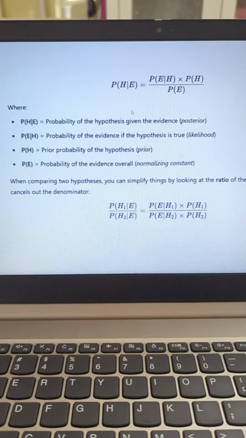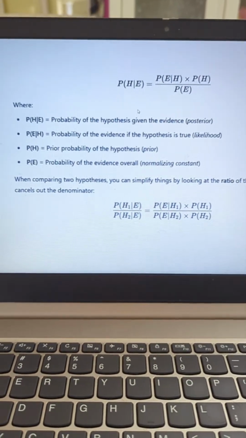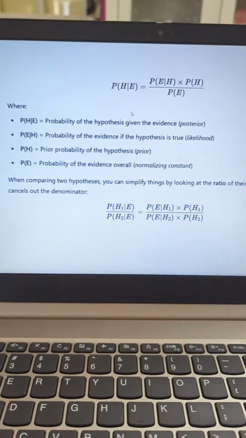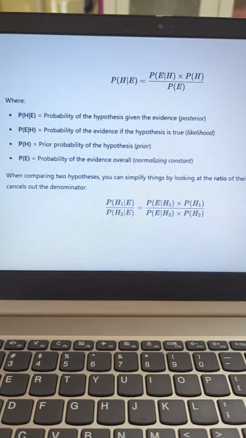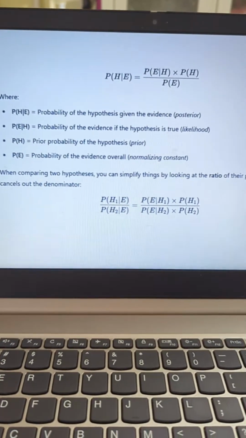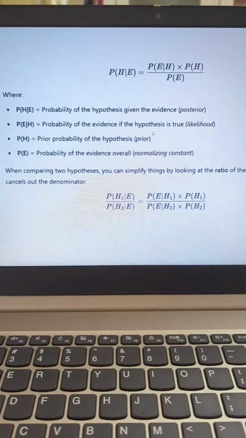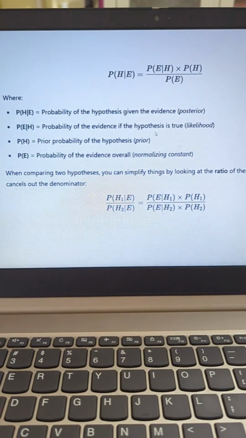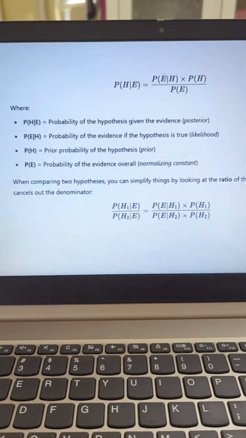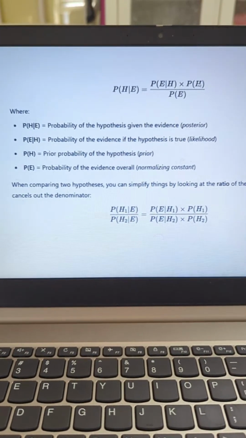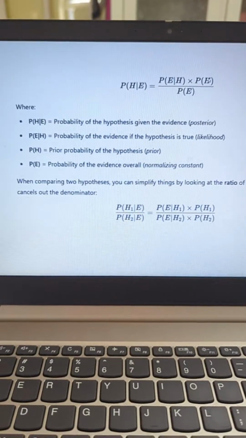I'm not going to spend a lot of time on this page, because there are lots of terms. I don't want you to focus so much on the terms. I want you to focus on how to actually use it. Here's the probability of the evidence if the hypothesis is true. This is called the likelihood. And then this is what's called the prior probability.